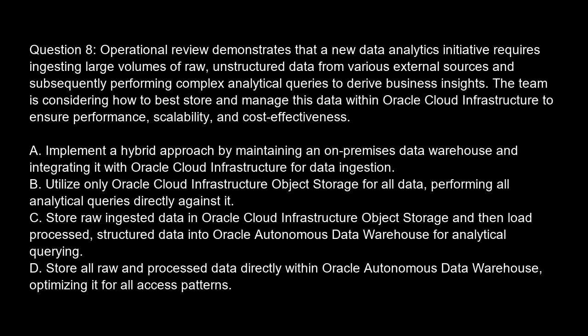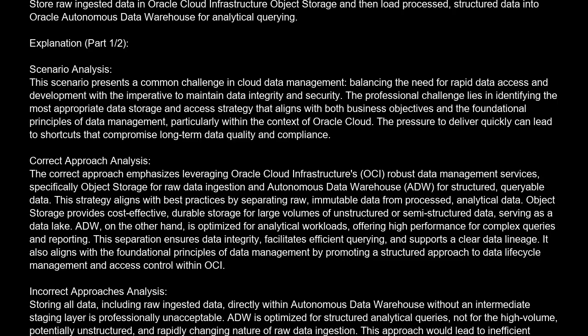Option B. Utilize only Oracle Cloud Infrastructure Object Storage for all data, performing all analytical queries directly against it. Option C. Store raw ingested data in Oracle Cloud Infrastructure Object Storage and then load processed, structured data into Oracle Autonomous Data Warehouse for analytical querying. Option D. Store all raw and processed data directly within Oracle Autonomous Data Warehouse, optimizing it for all access patterns. The correct answer is C.